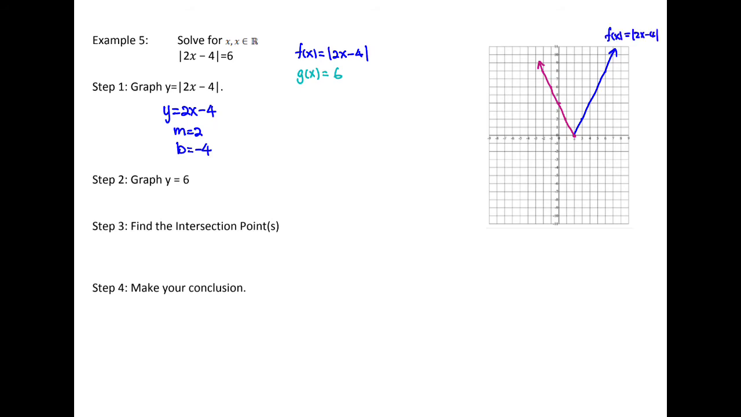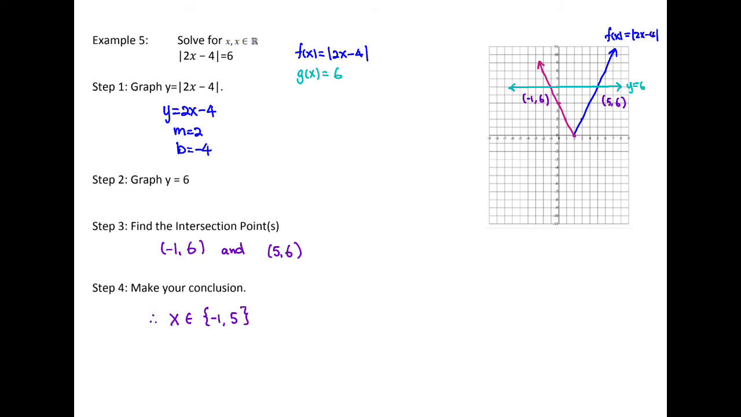Step 2. Now we're going to graph g(x), which is y equals 6, which is a horizontal line. Step 3. Now let's identify the intersection points, which is here and here. So we know the points are (-1, 6) and (5, 6). Now we can make our conclusion. So we know when x equals -1 or when x equals 5, those two functions will have the same y values.